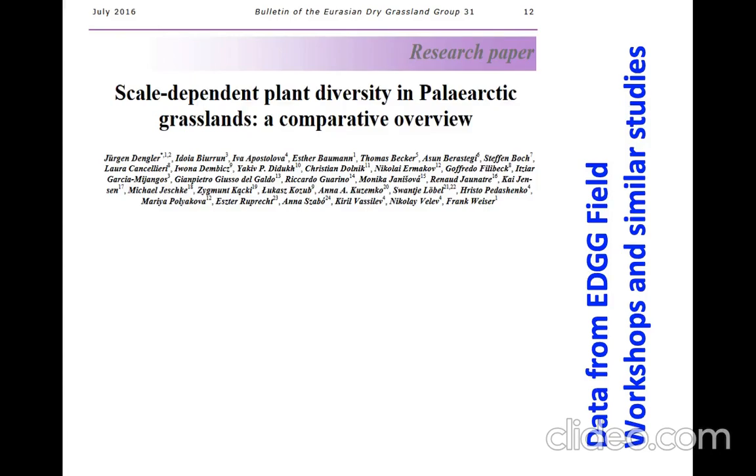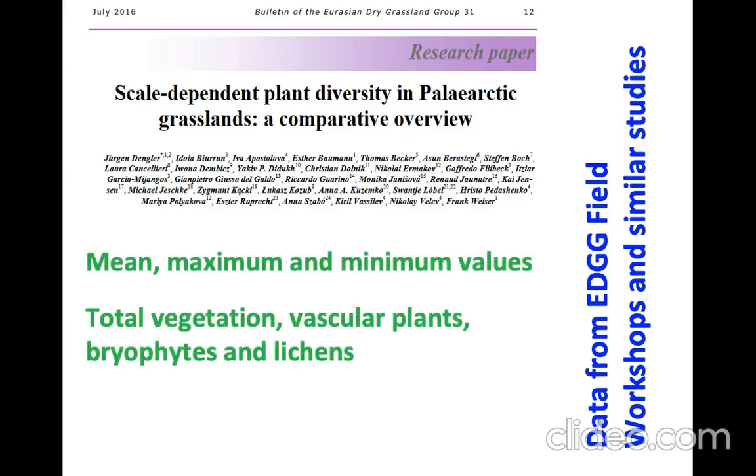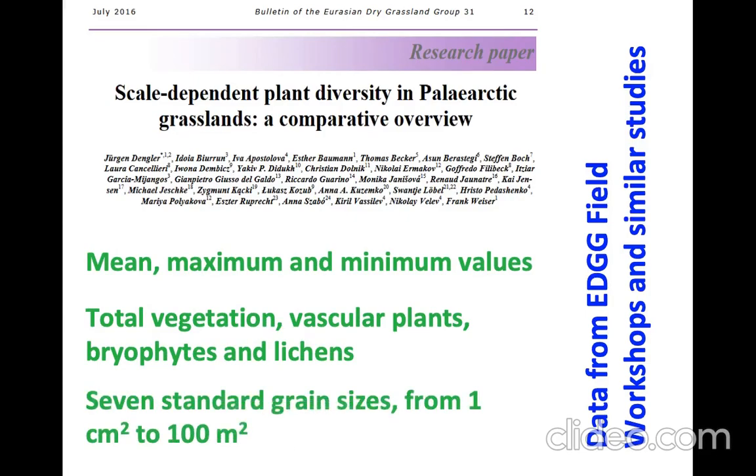Moreover, it is well known that richness of vascular plants, bryophytes, and lichens is not congruent across vegetation types. The data sampled during the EDGG expeditions allowed the assessment of vascular versus non-vascular plant diversity, referring both to bryophytes and lichens. As plant diversity is strongly dependent on spatial scale, we also aim at providing benchmarks of plant richness values of different Palearctic grassland types across different grain sizes, from 1 square centimeter to 100 square meters.